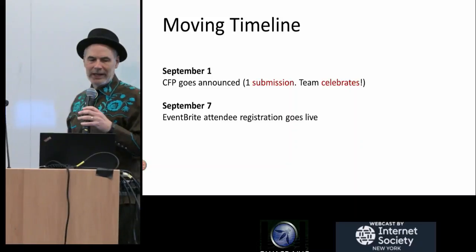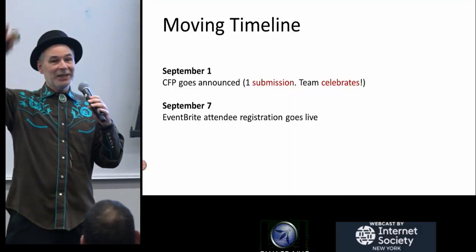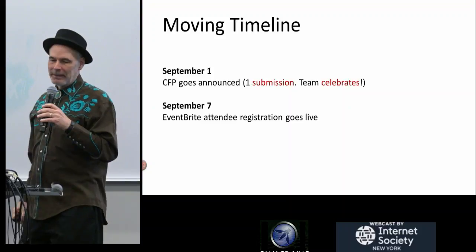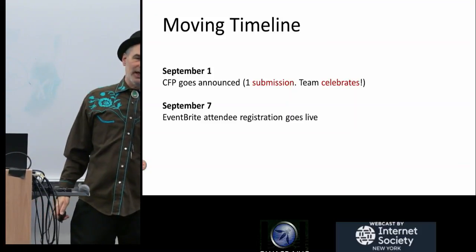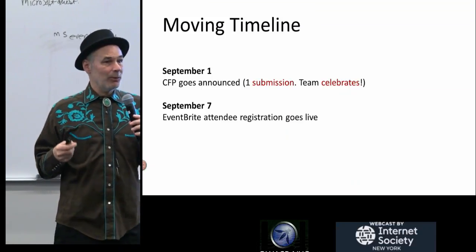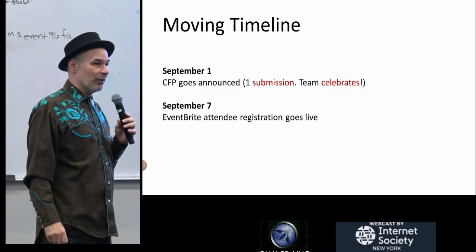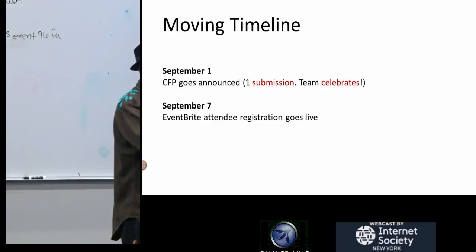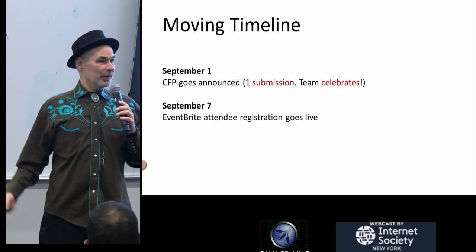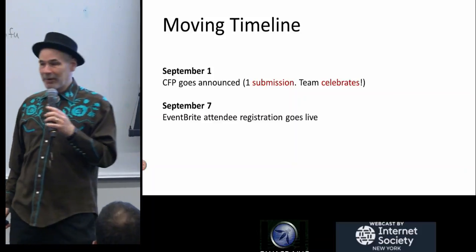So September 1st, we put out the call for papers. We got one submission, and we just celebrated, arms up in the office. We got a submission, and it passed all around the hall there. September 7th, the Eventbrite attendee registration goes live. And that was a tricky one because we hadn't anticipated people wanting to register without knowing who was going to be there. So we didn't even have a registration form. And so people were going into the CFP and saying, I'm not submitting a paper, I'm registering for the conference. Holy crap, we better put up a registration page somewhere. So we came up that way.